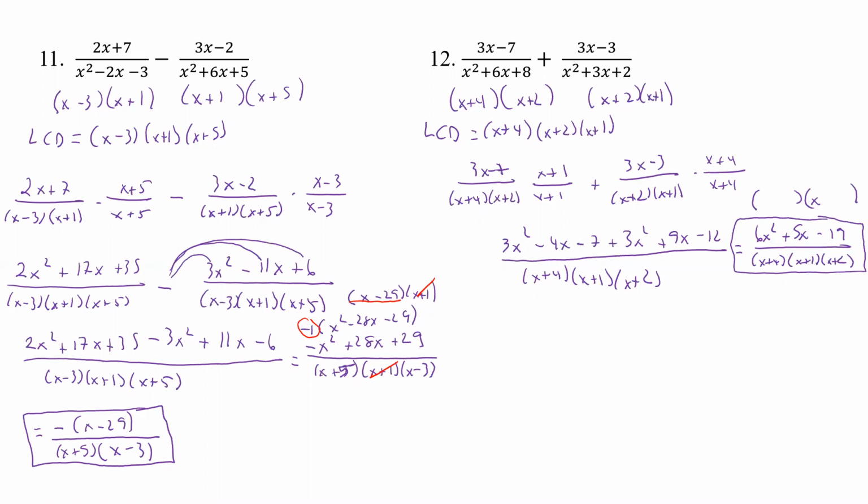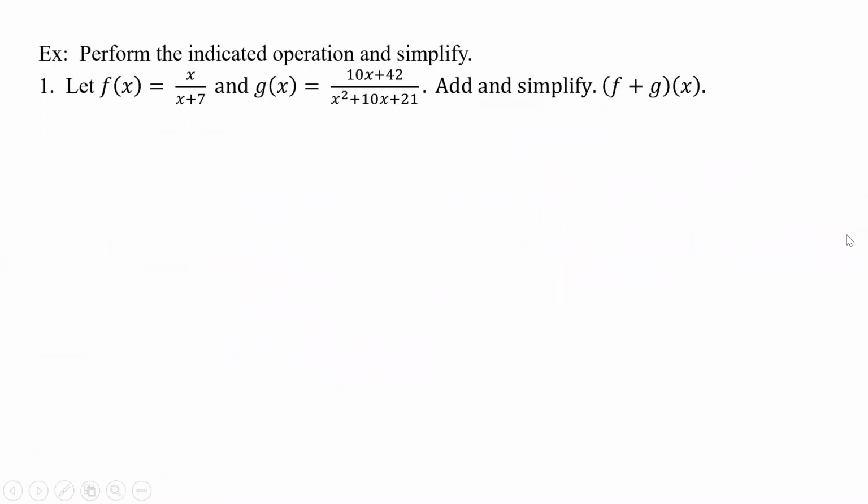All right, let's move on. Now we're going to do things as listed as a function, but really they come down to the same thing as what we just have done here. We're going to add or subtract two rational expressions. So if we look over here, f plus g of x, here's our f of x, here's our g of x. That really just says take f of x plus g of x. So that's what we're going to do.